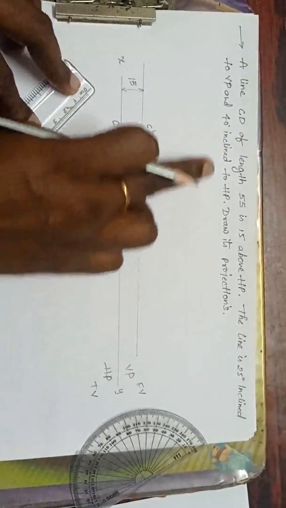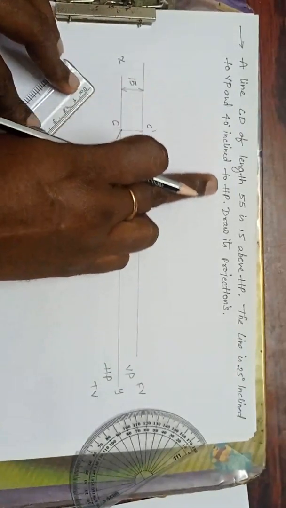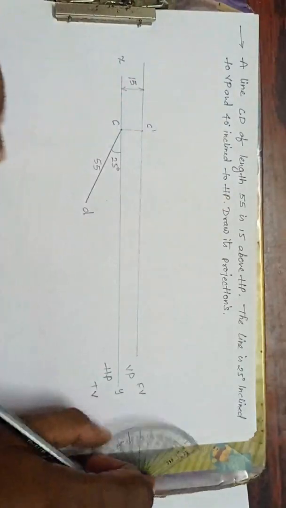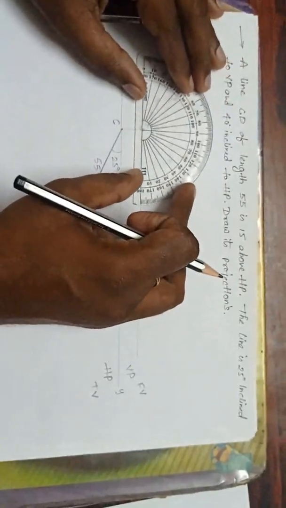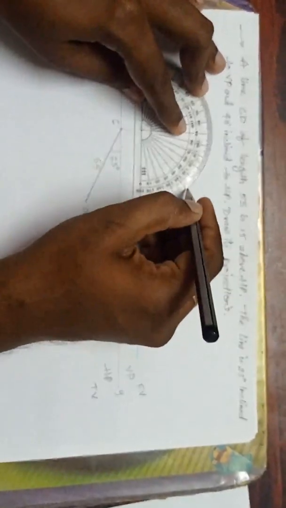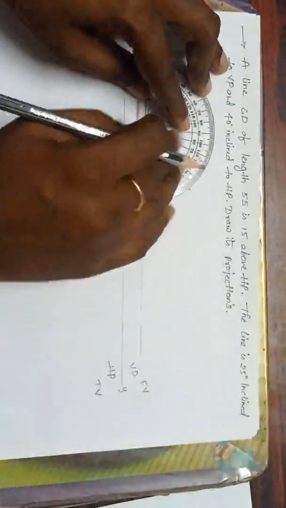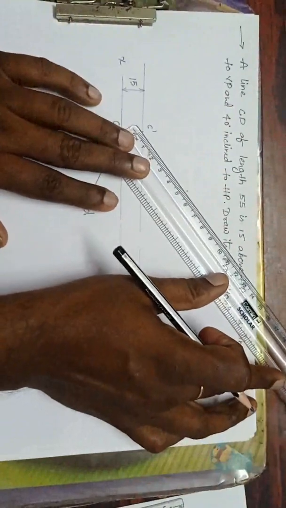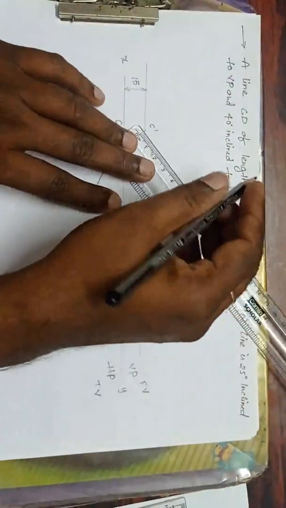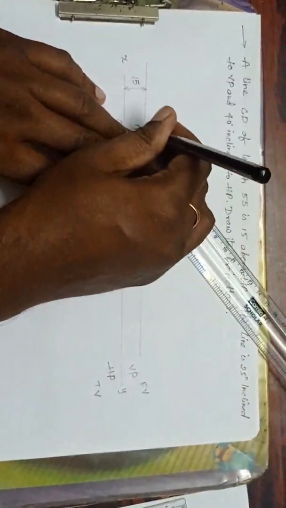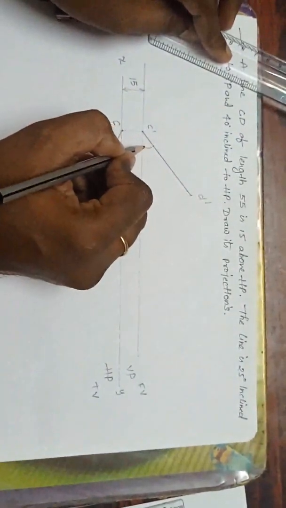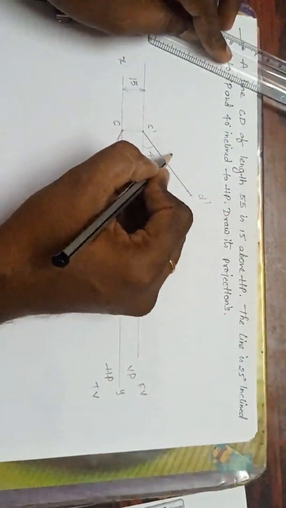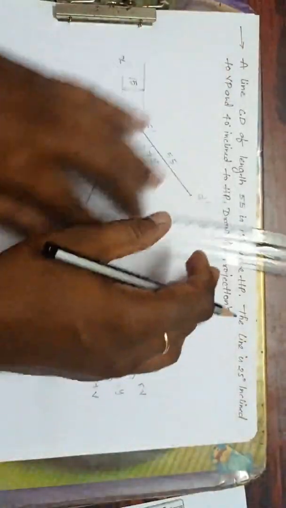Now next inclination, how much has he given? He has given 40 degrees inclined to HP. Fine, 40 degrees inclined to HP means that inclination I have to draw in the VP. This is 40 degrees. Length of line how much? Same 55. So I will draw here. This is 55. Now what is this point? This is D dash. Angle 40 degrees, length 55.